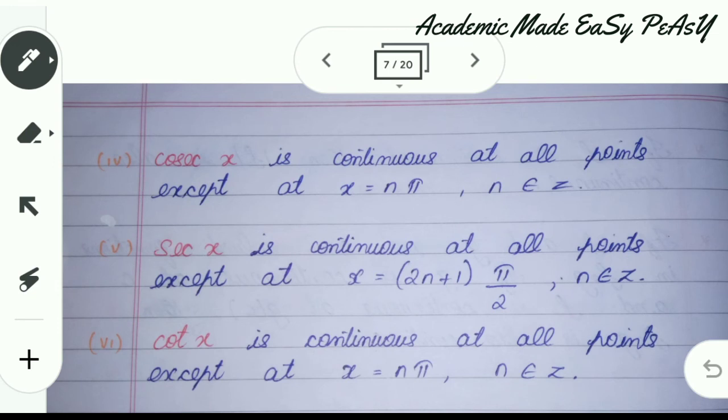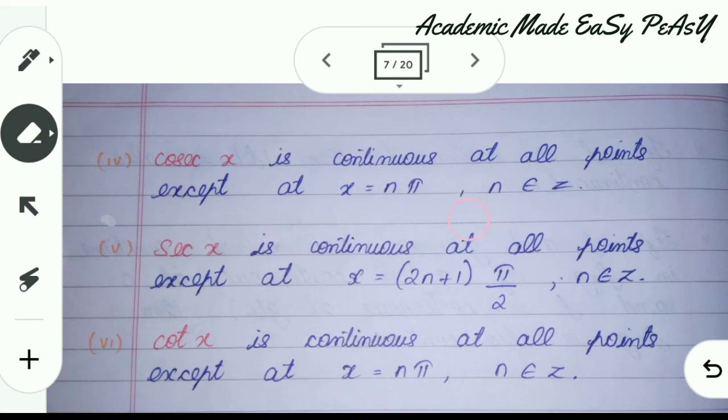The next, what is said here is that cosecant x is continuous at all points except at x is equal to n pi, where n is some integer. So as I taught you for the tan x, you can just substitute for cosecant, secant and cot. So cosecant is not defined at 0, that is 0 degree. Then it is not defined at pi. Okay, then it is not defined at 2 pi. So when we just substitute the value of n as 0, 1, 2, at all these points cosecant will be not defined. So therefore it is discontinuous at those points.